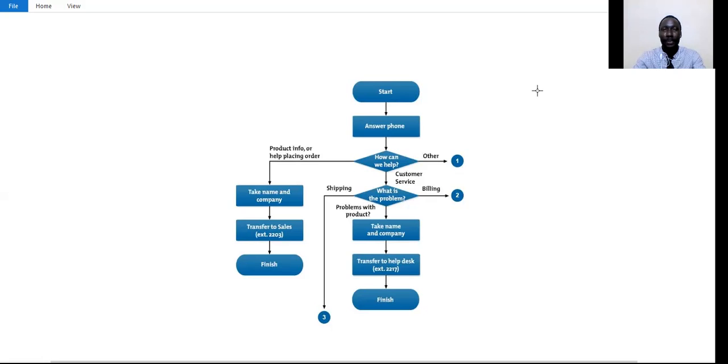And there is the format and the order that we want to follow if we must reach the final destination. So just like a quick one here, you start, then you answer the phone, then, how can you be helped? Either you go this way or you come down here, or you could still continue. What's the problem? Take the name and the company, transfer to help desk and so on. Then the call finishes. Or you could be made to come this way. So you see, there is how it is started, there is how it continues. After reaching some point, there is the option it has got to take.